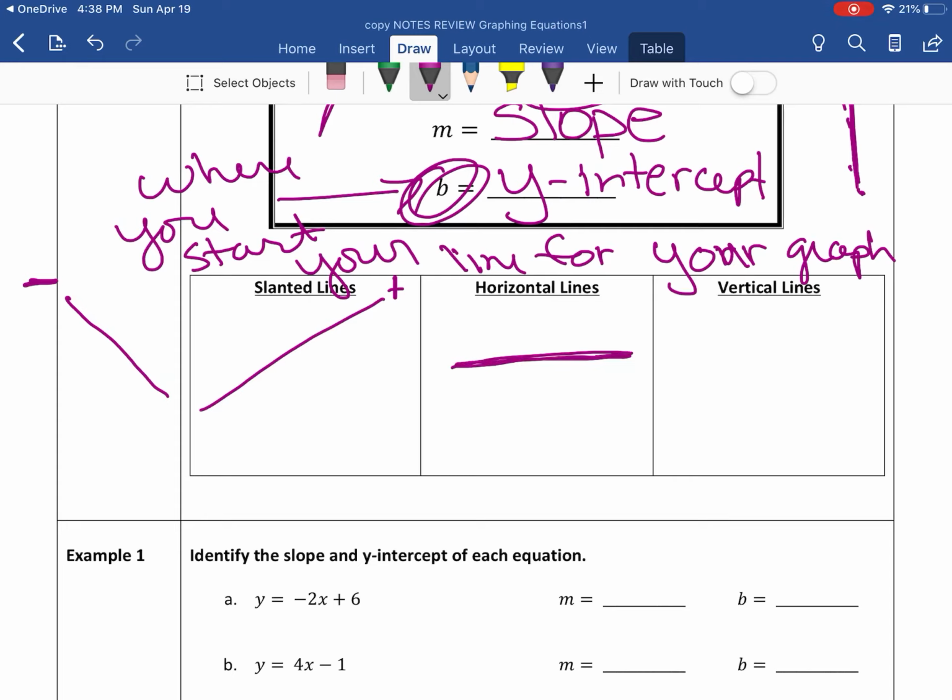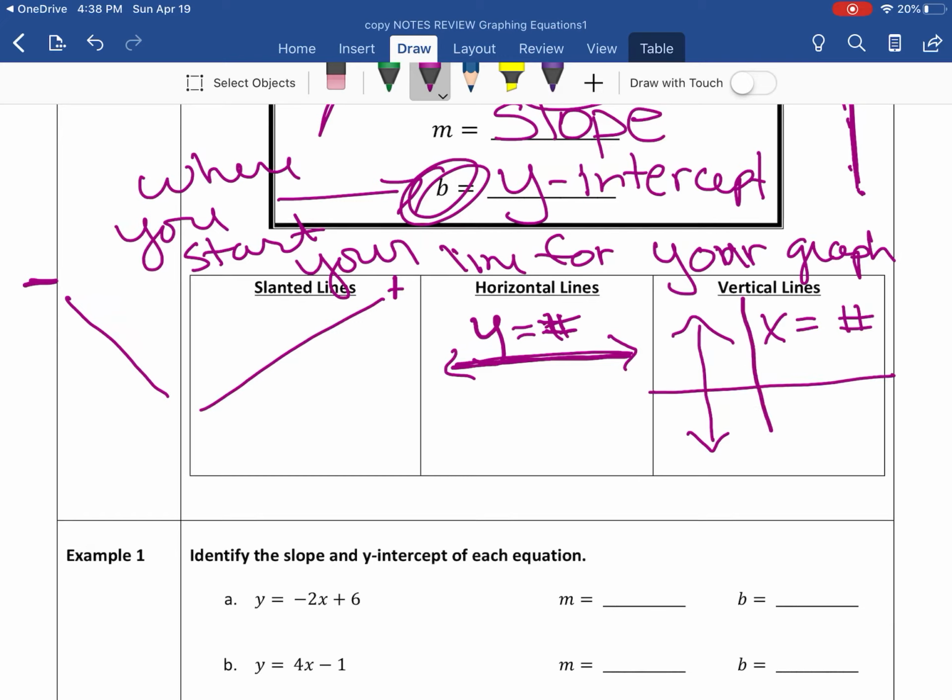All right. We have horizontal lines. If you have a horizontal line, the only equation you will have is y equals a number. Okay. You won't have any mx. You'll only have y equals a number. If you have a vertical line, this was horizontal. If you have a vertical line, you're not going to have y equals mx plus b. This one means only that it will be your x equals a number. All right, and so then you cut the x-axis in half at whatever number that is.